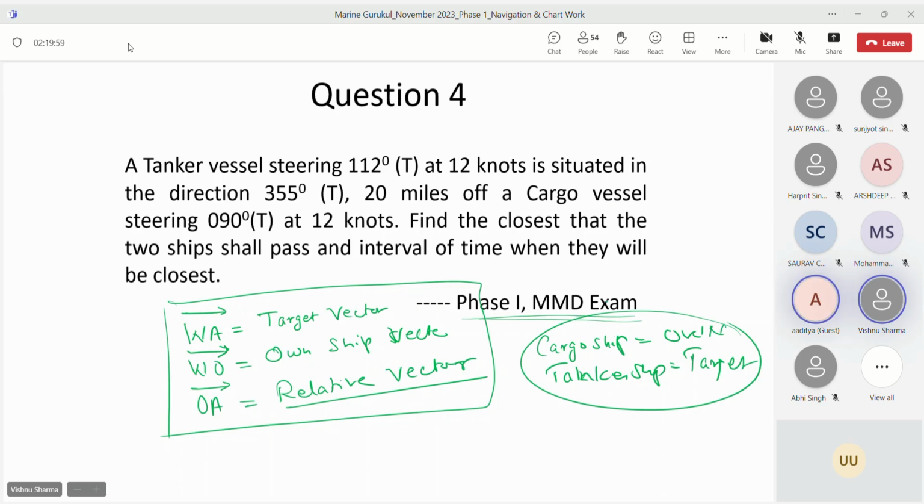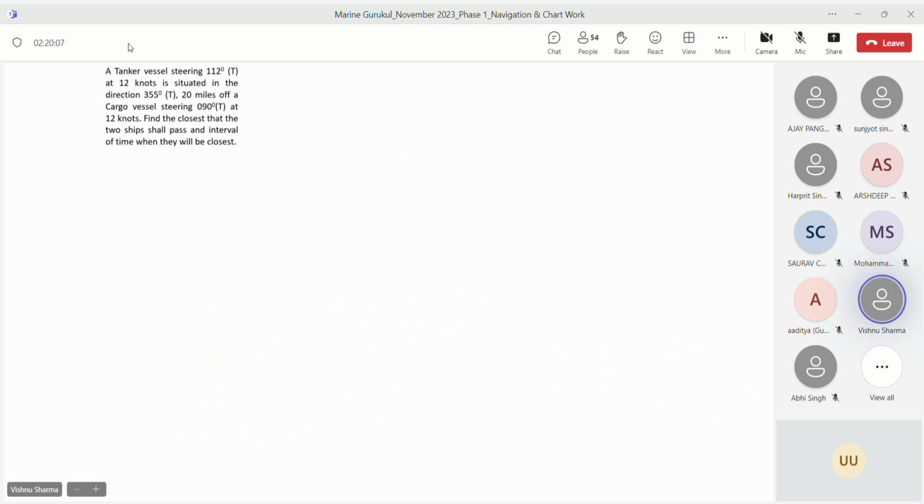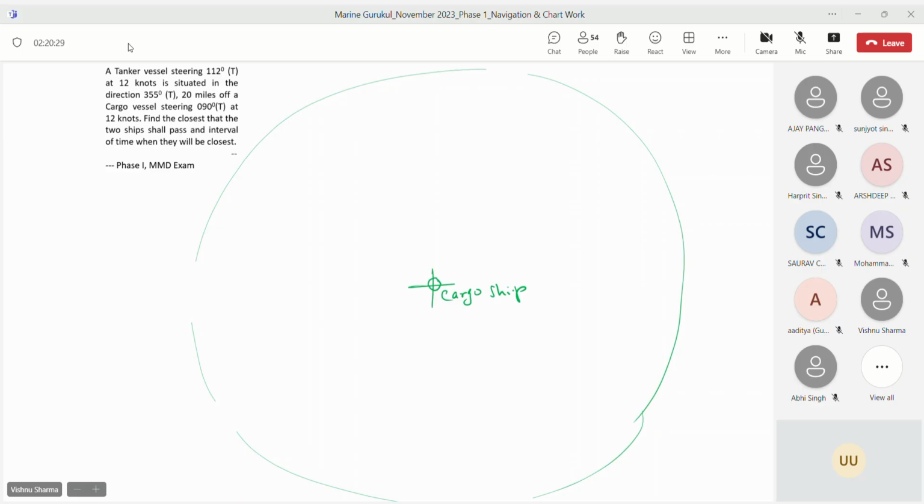And we'll do the relative plot. In the relative plot, the ownership remains at the center of the radar plot sheet, right? Let me see if the question is here. Question is there. Okay. If this is your radar plot sheet, let me bring in a radar plot sheet here. So the ownership is always at the center of the radar sheet. This is the cargo ship. Am I right, beta? Okay.